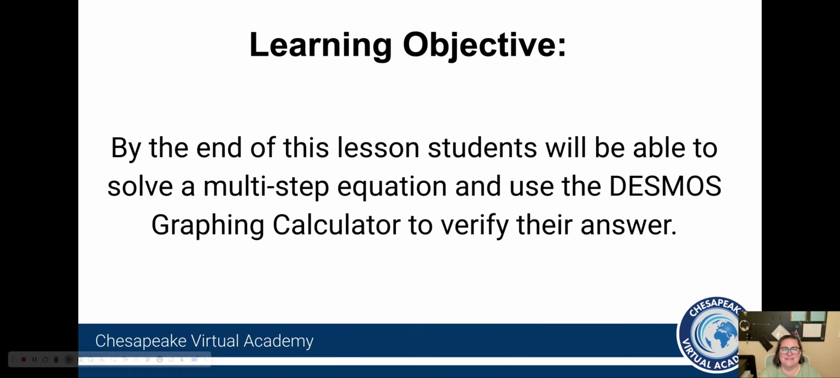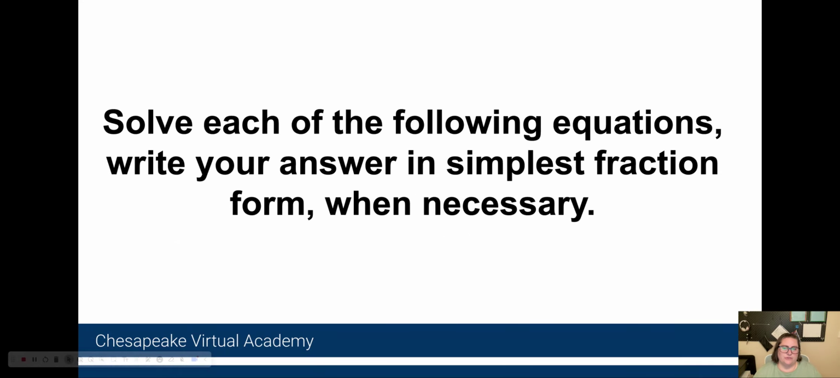By the end of this lesson, you should be able to solve a multi-step equation and use the Desmos graphing calculator to verify those answers. What we're going to do is solve each of the following equations, writing our answer in simplest fraction form whenever that's necessary.